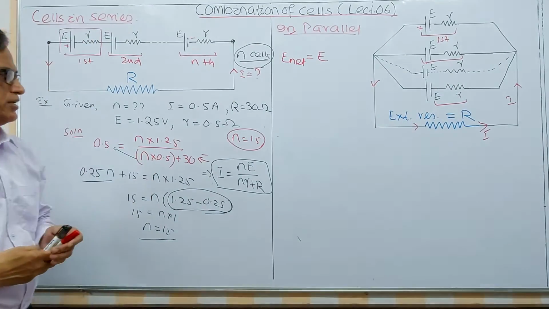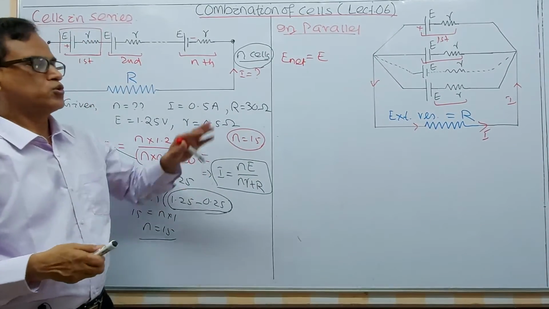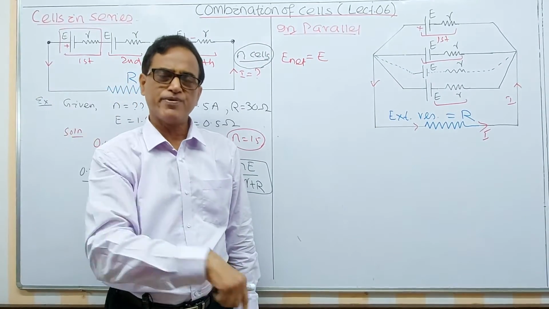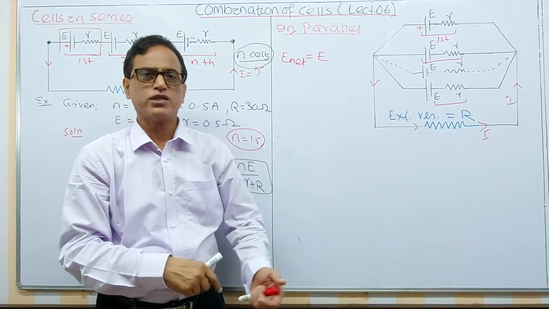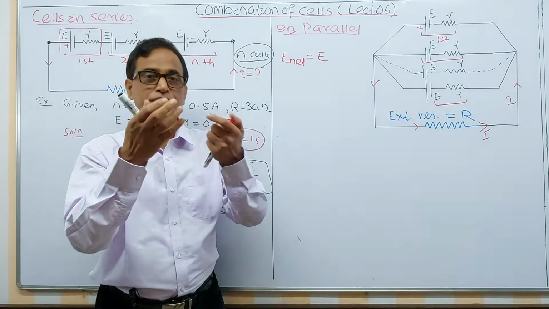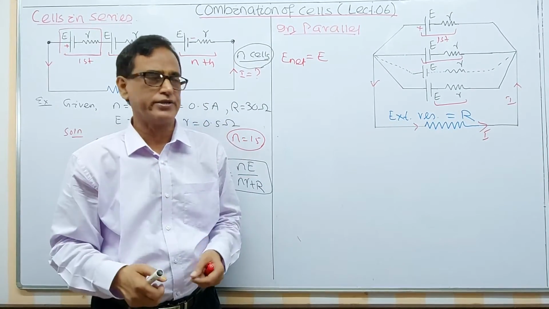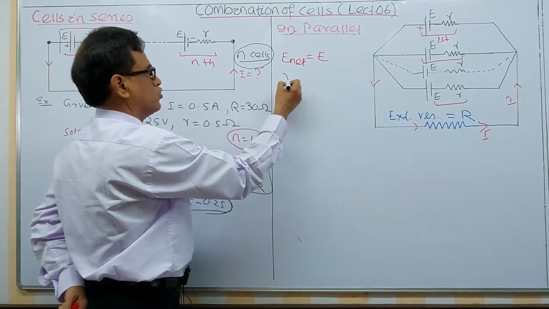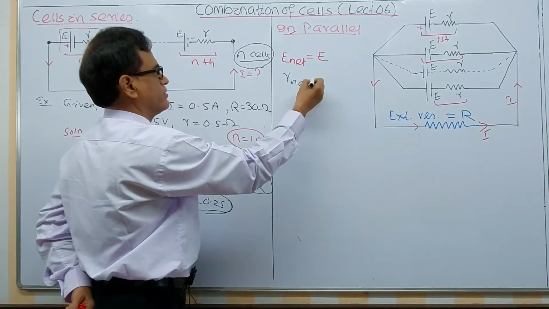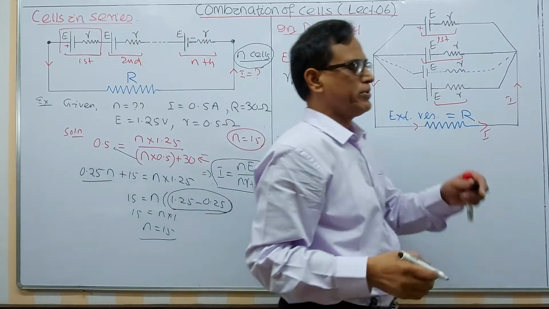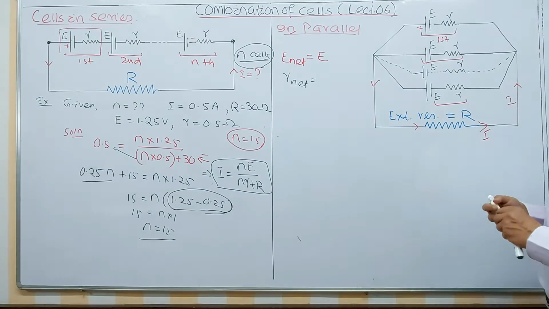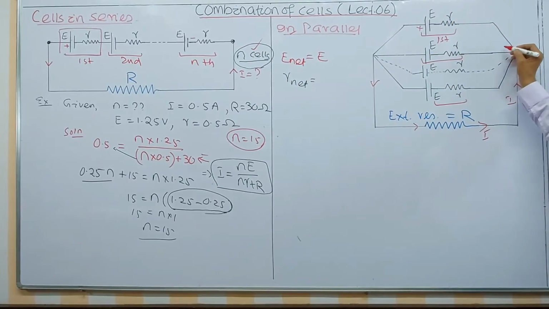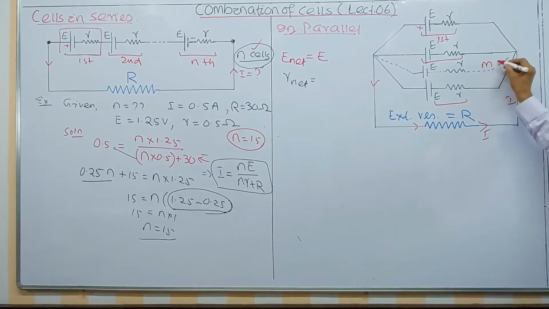Your work is to find the total resistance of the circuit and the total EMF of the circuit, then apply Ohm's law. I is equal to E by R or V by R. Voltage by resistance is the current, nothing else. So E net is equal to this much. Then the net internal resistance. So how many cells actually? Let me change this one slightly. I have taken here N cells. Let me take here M cells. M is a number.